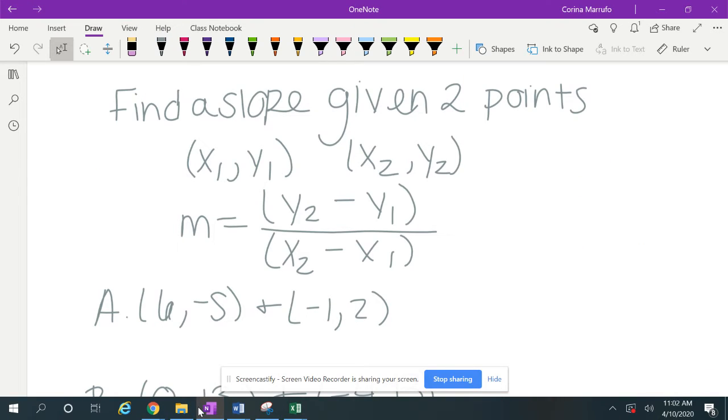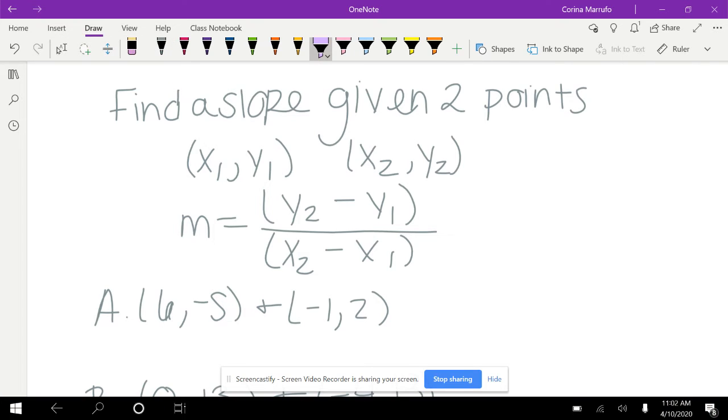So the next section says find the slope given 2 points. They give you 2 points, and your first point, we have it labeled as x1, y1. That's going to be your first point. And then you have your second point, which we have as x2, y2. And so in order for you to find the slope given 2 points, you take your y value starting with the second point, and then you subtract the y value from the first point.